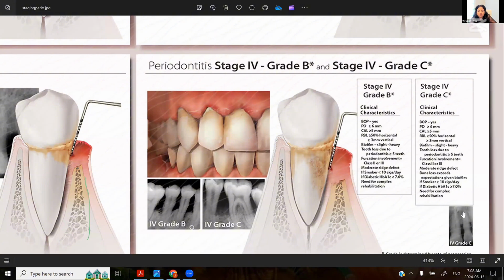It's your stage 3 and 4. So that means attachment loss is 5 mm or more. That's when your crest of the bone will go down. Furcation involvements will be clearly seen. And if the smoker had more than 10 cigarettes per day or HbA1c more than or equal to 7%, then that would complicate it to grade C.